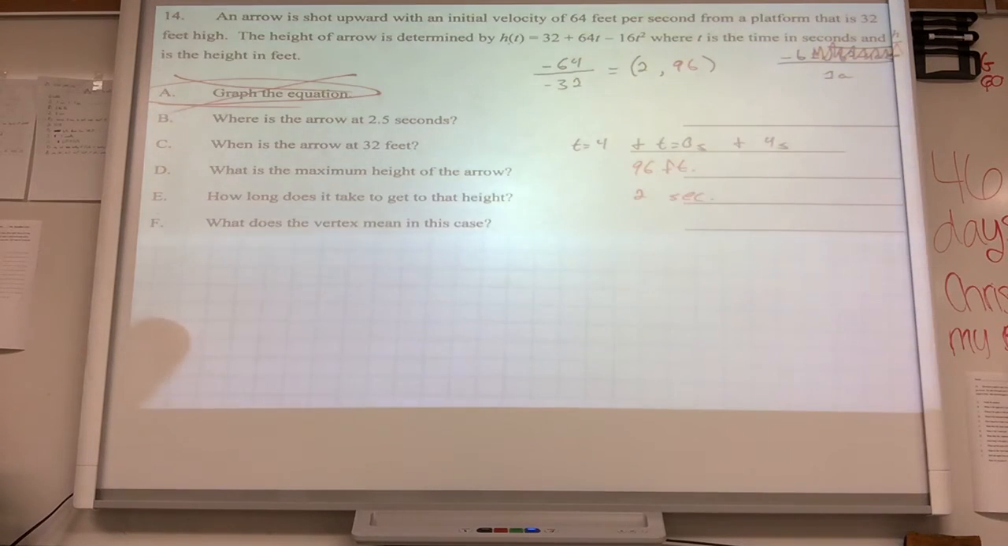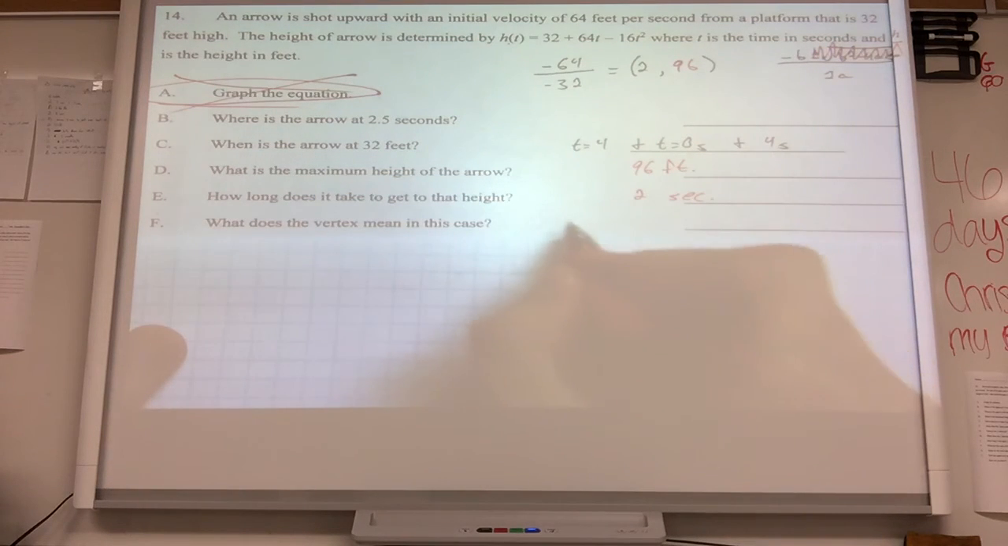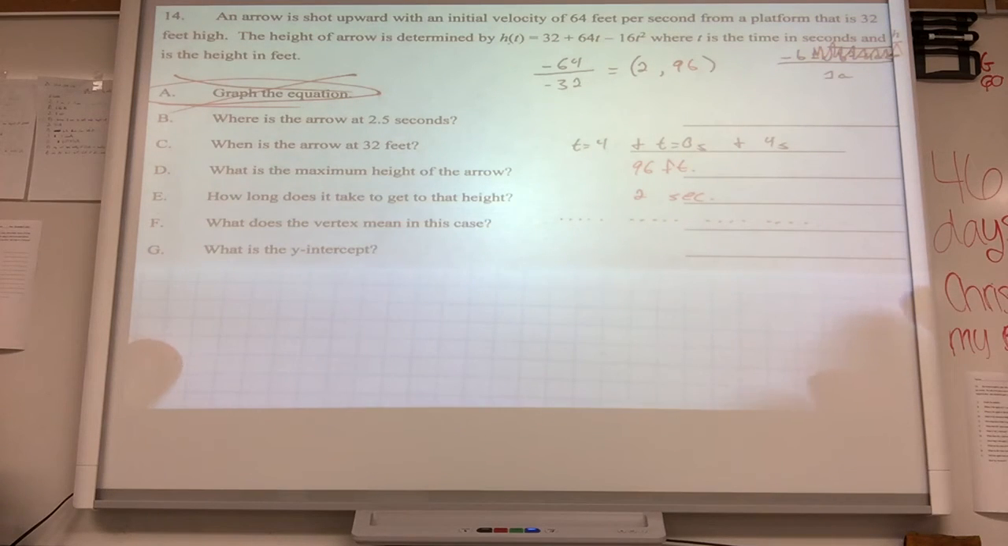2 seconds. What does the vertex mean in this case? So you could write something along the lines of, it takes 2 seconds for the arrow to reach a maximum height of 96 feet. Okay, something along those lines. Okay, so going on, what is the y-intercept?